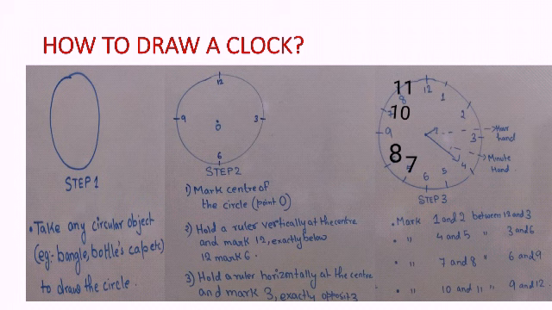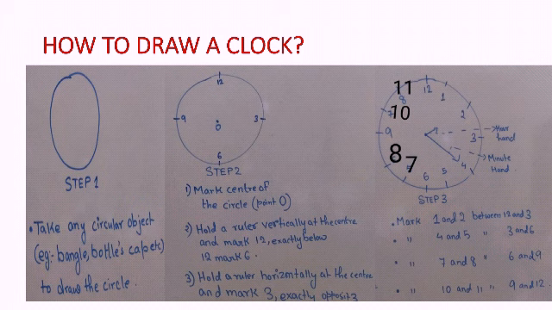Now in step 3, between 12 and 3, mark numbers 1 and 2. Make sure that the distances between 12 and 1, 1 and 2, and 2 and 3 are the same. Then between 3 and 6, mark the numbers 4 and 5. Make sure 3 and 4, 4 and 5, and 5 and 6 are all the same in distance.